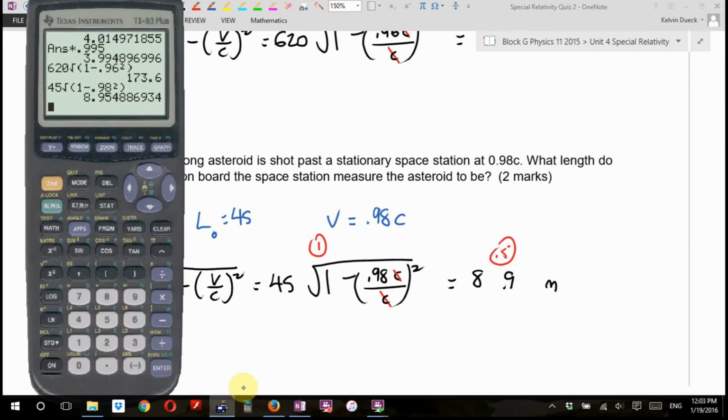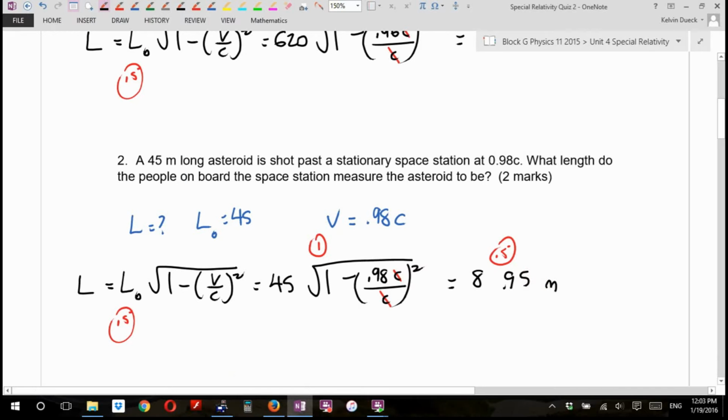8.9, did I say 5 or 6? 5. Same marking scheme as before.